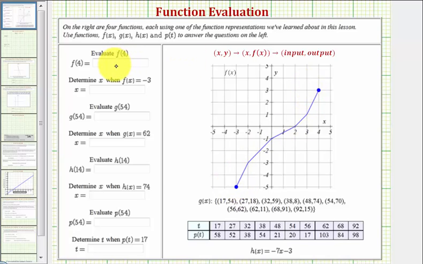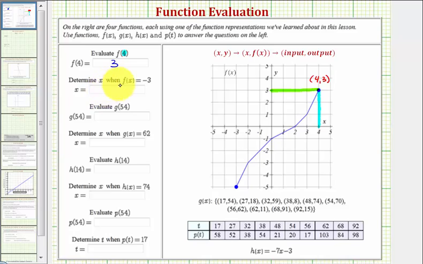To evaluate f of 4, we want to find the function value or output when the input is 4. Because we have a function of x, we can also think of this as determining the y-coordinate when the x-coordinate is 4. So looking at the graph, notice how here's where x equals 4. And notice how the y-coordinate or function value at this point is positive 3. Again, this is the point (4, 3), which means f of 4 equals 3.